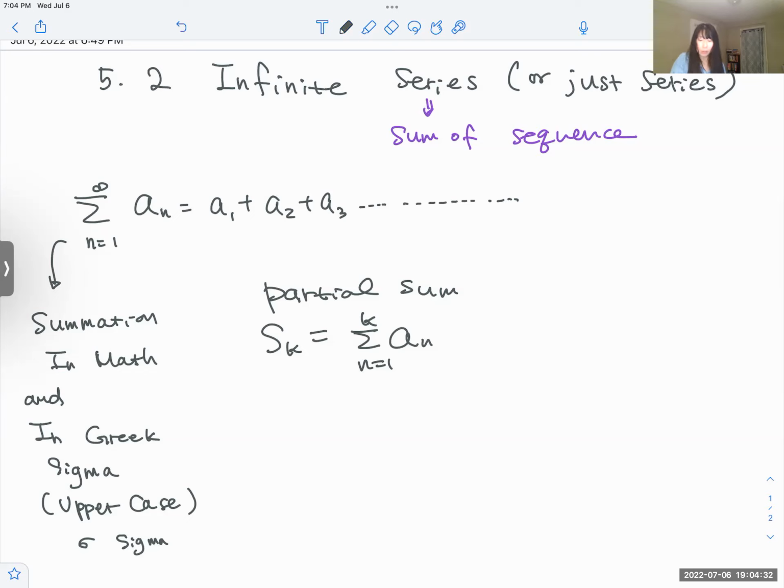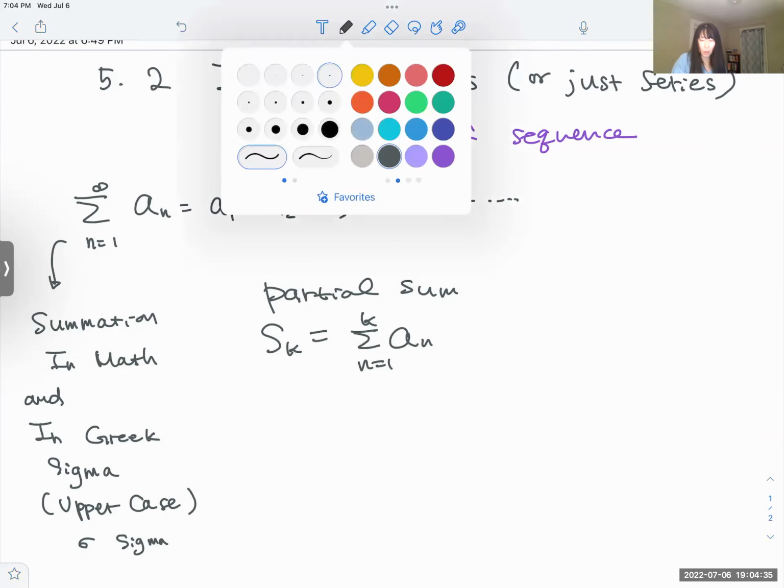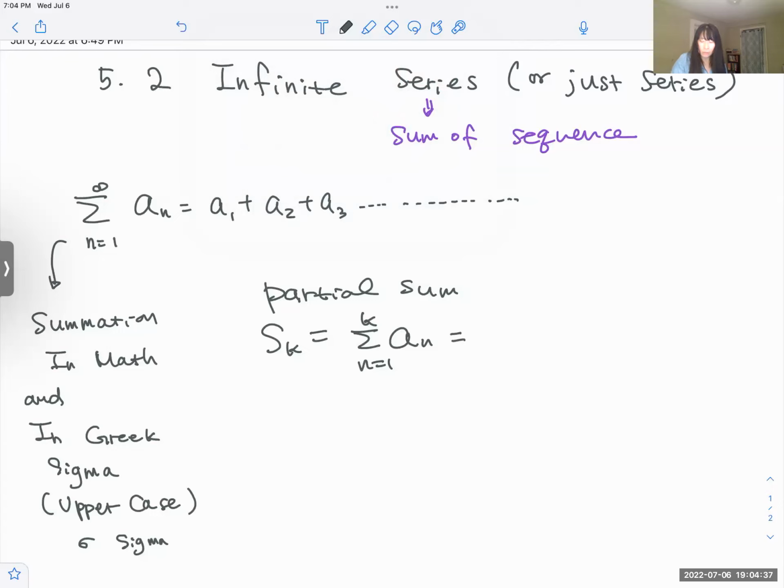Okay, then look, this one, we just make a partial sum from a sub 1 until a sub k. So we call this the index, right? So this is also index, right? Okay, from 1 to k, can you see that? 1 through k, all right? We call this a partial sum. So here, the kth partial sum.